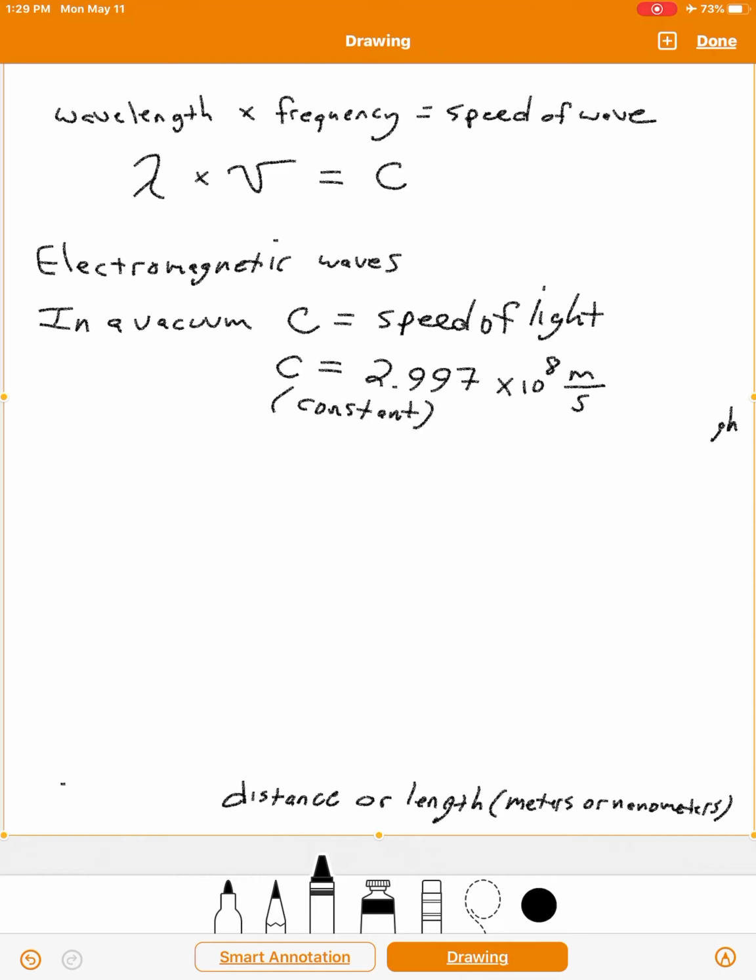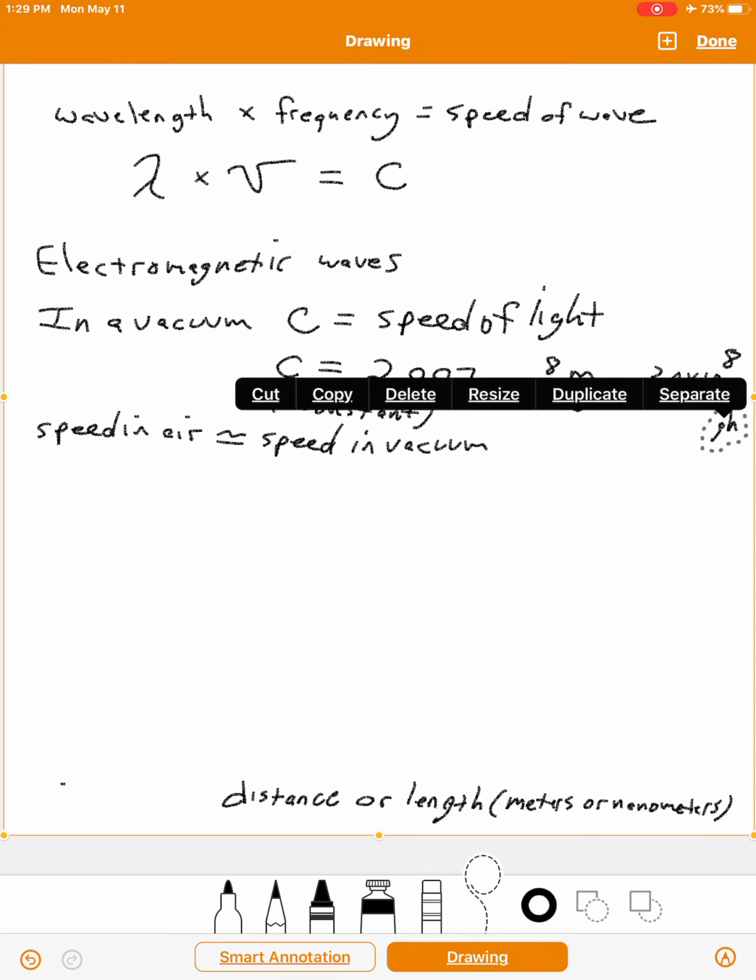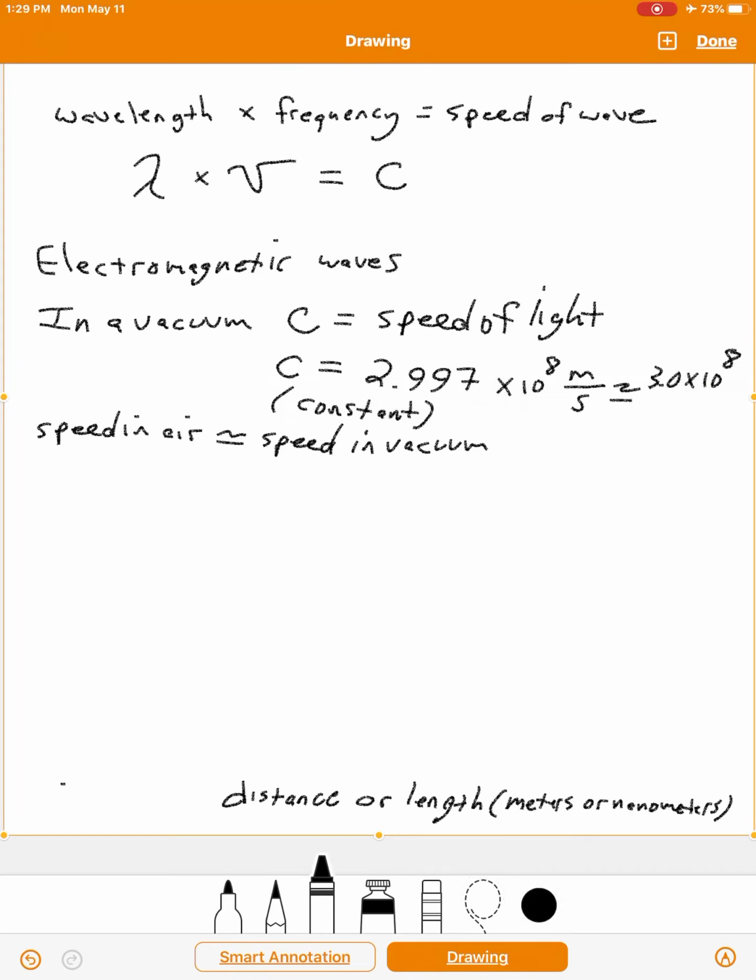Now, I'm also going to point out that the speed of light in air is essentially the same as in a vacuum. So we don't have to worry about what the speed of light is in air. We'll just use the same value that we would use in a vacuum, 2.997 times 10 to the 8th meters per second. By the way, for most purposes, it's okay to round this to 3 times 10 to the 8th. If you're doing ALEKS problems, it's going to really cause problems. You want to use the value that they give you in there. But for most calculations in your textbook, for example, 3.0 times 10 to the 8th meters per second is okay.